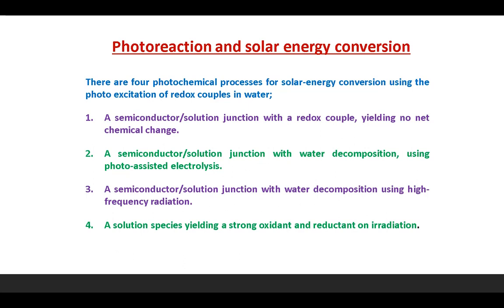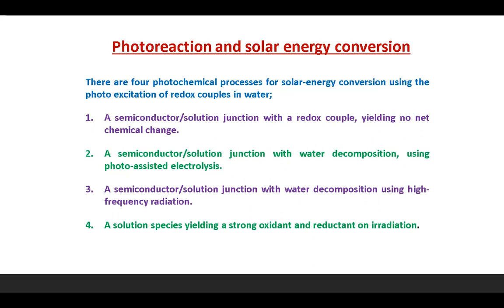Photoreaction and solar energy conversion. There are 4 photochemical processes for solar energy conversion, using the photoexcitation of redox couples in water. Number 1, a semiconductor solution junction, with a redox couple, yielding no net chemical change.